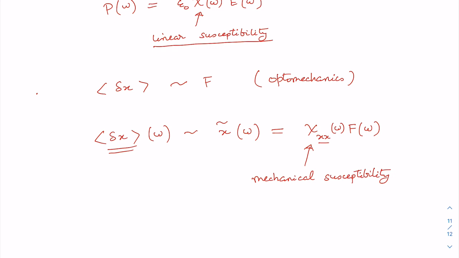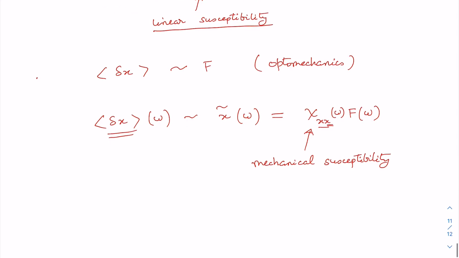And the second x here is related to the direction along which the force is applied. So the second x means that the force is applied along the x direction, and the response is also measured in the x direction. That's what it means. So susceptibility is actually a complex quantity.